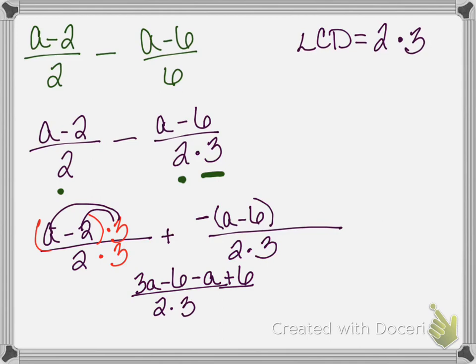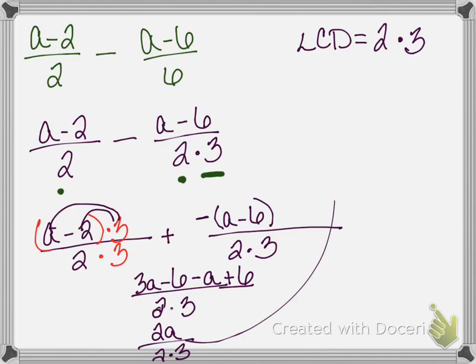Now, 6 and negative 6 cancel. So I am left with 3a. No, I'm not left with 3a. What am I left with? 3a minus a. 2a. So I have 2a over 2 times 3.